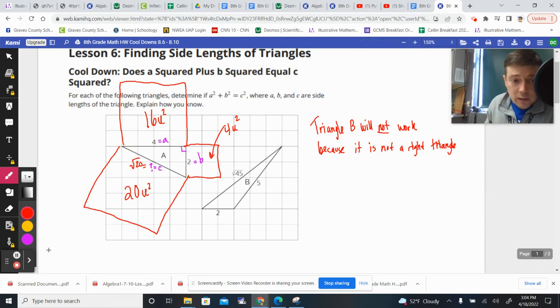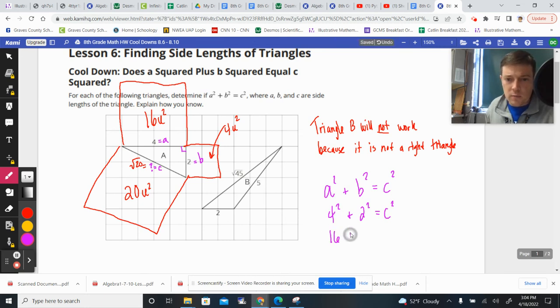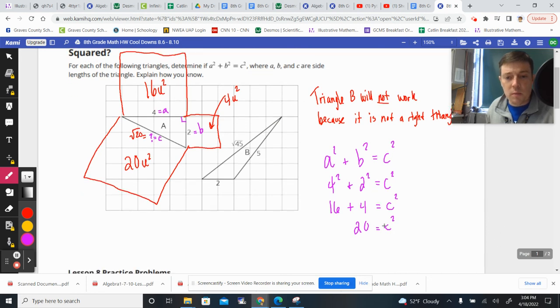So algebraically, it looks like this. A squared plus b squared equals c squared. Our a was 4, our b was 2, and our c was unknown. And whenever we did 4 squared, we got 16. When we did 2 squared, we got 4. So we found out that c squared was 20. And when we knew that c squared was 20, we know that the number to multiply by itself to get 20 is just the square root of 20. And that gives us our answer.